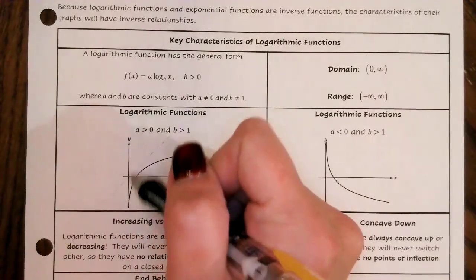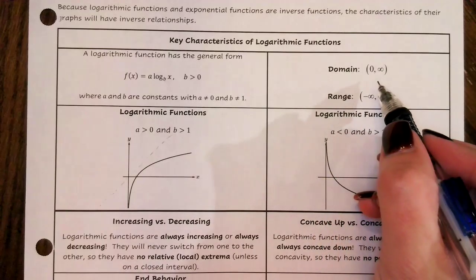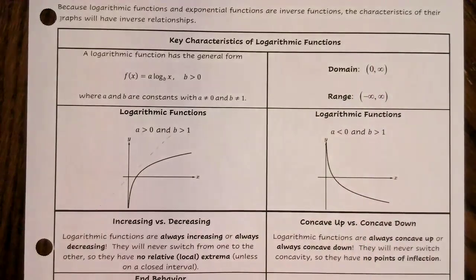Since we have a vertical asymptote on the y-axis, then our domain here is from 0 to infinity. It does not touch the vertical asymptote, so that's a parentheses. We don't want to include that point. And then our range would be from negative infinity to infinity, so all real numbers.